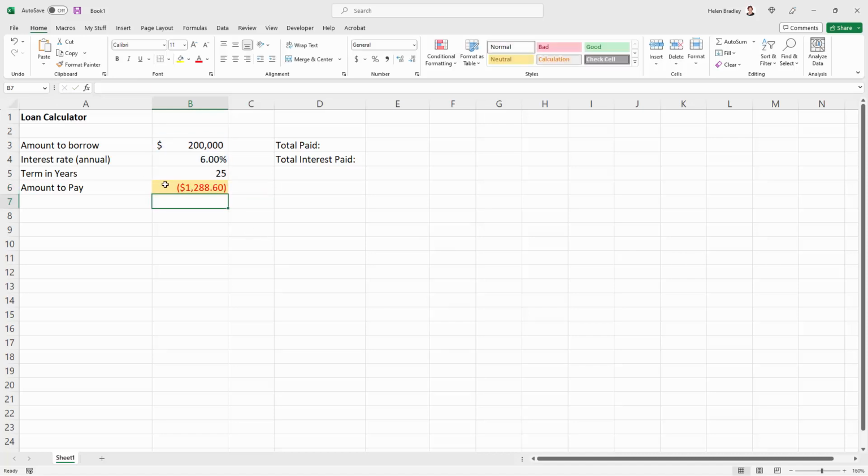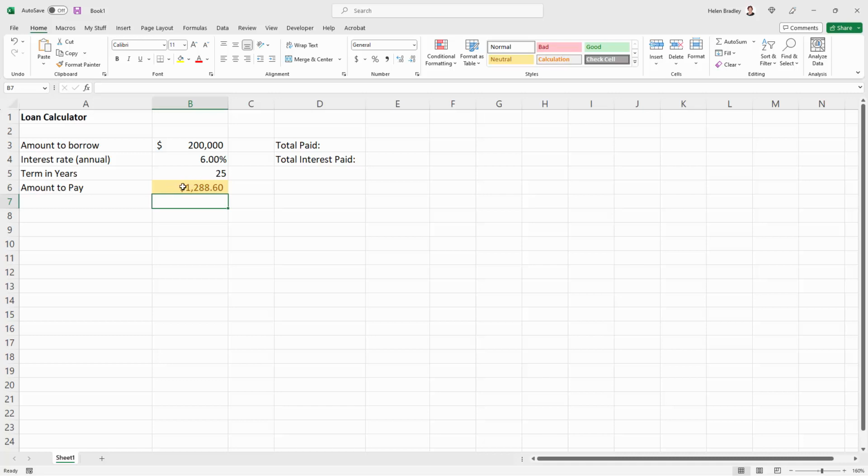Now we've got a negative value here. We've got negative $1,288.60. Well, the actual amount we're going to pay out each month is $1,288.60. And because we're paying it out, Excel says, well, that's a negative value. But you know what? I like to see that in terms of positive numbers. So I'm going in front of the PMT calculation here. I'm just going to add a minus symbol. And now we get a positive value. This is what I'm going to be paying out. I'm not silly enough to think that the bank's going to pay me $1,288.60 for simply borrowing this money every month.